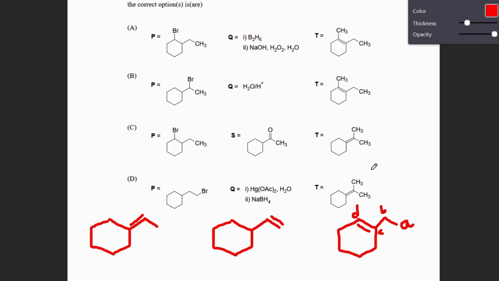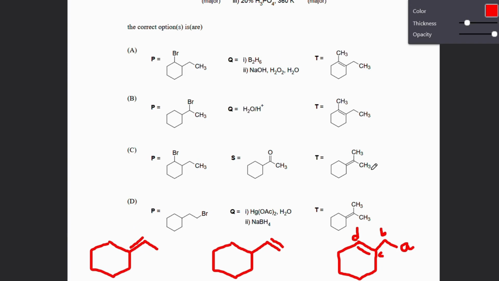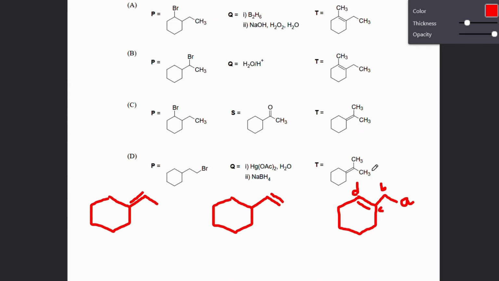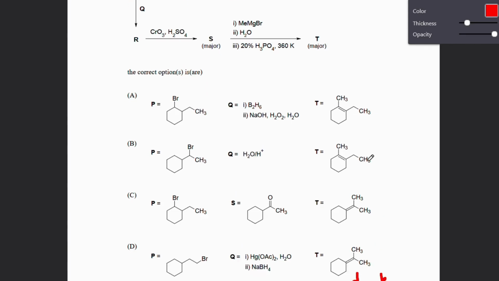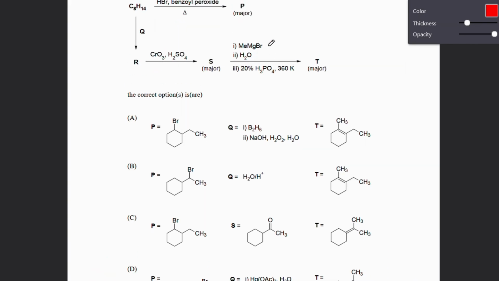Now it says Q is B2H6 and NaOH, H2O2 in water medium. So it is nothing but hydroboration oxidation reaction. And if Q is that, then R would be OH at position D. And further proceeding with the next step, it is oxidized to a ketone at position D. And in the next step, MeMgBr reacts with the ketone. It hydrolyzes to give an alcohol, and it dehydrates. So the alkene would come here with a methyl group at the position D that we had marked. So this option is absolutely correct. So option A is correct.